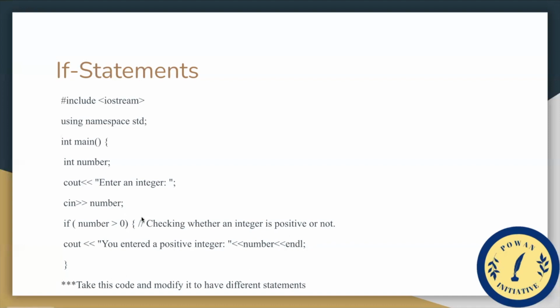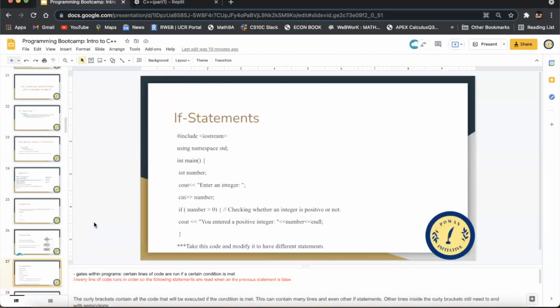Now what we're going to do is take this code and modify it to have a couple more different statements. So we want to test for different probabilities. Right now, this code is pretty good. It just tells us that, hey, you entered a positive number, which is true. But what if you had a negative number there? What if our number was 0? Let's just try it out and see what would happen.